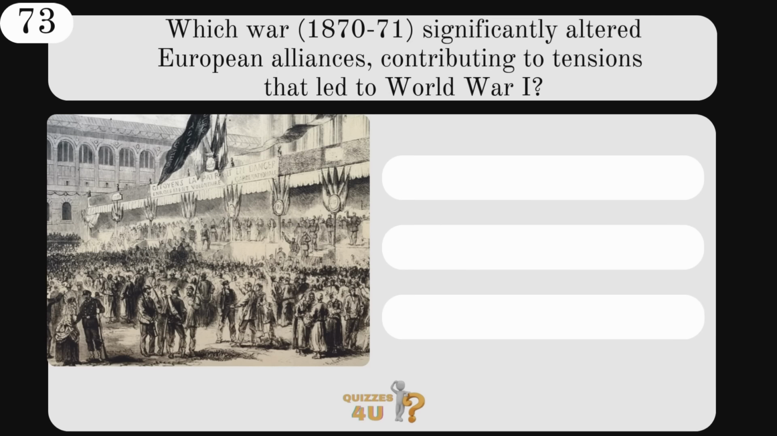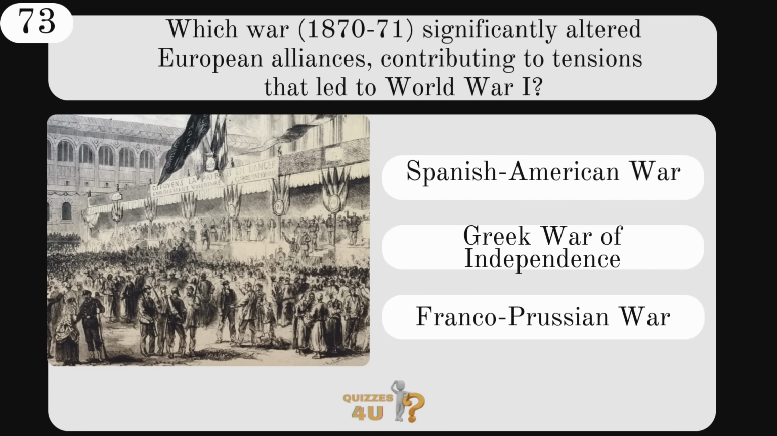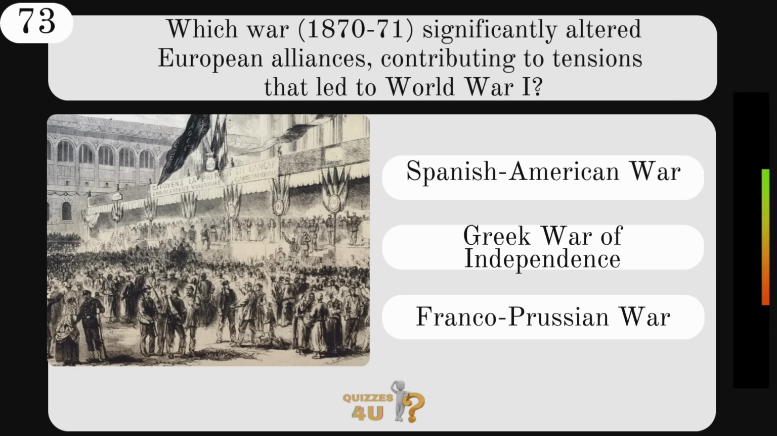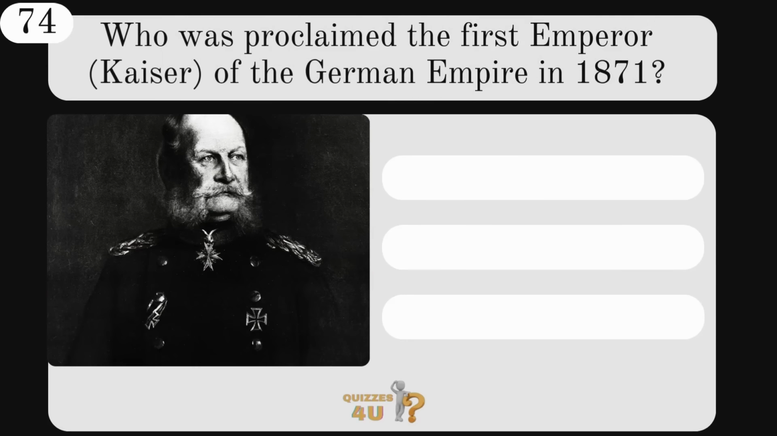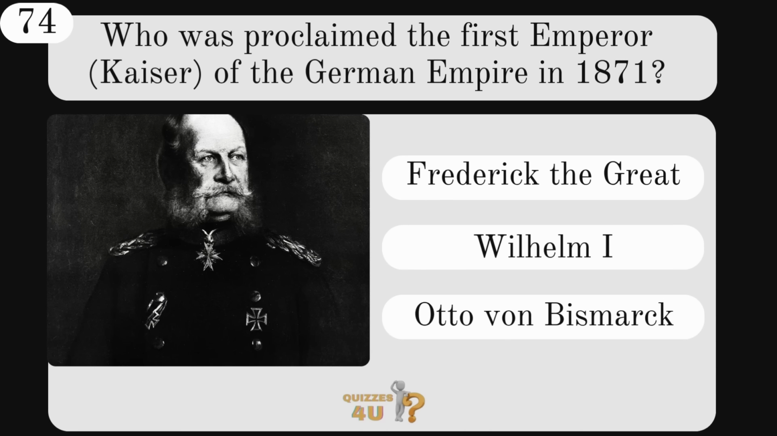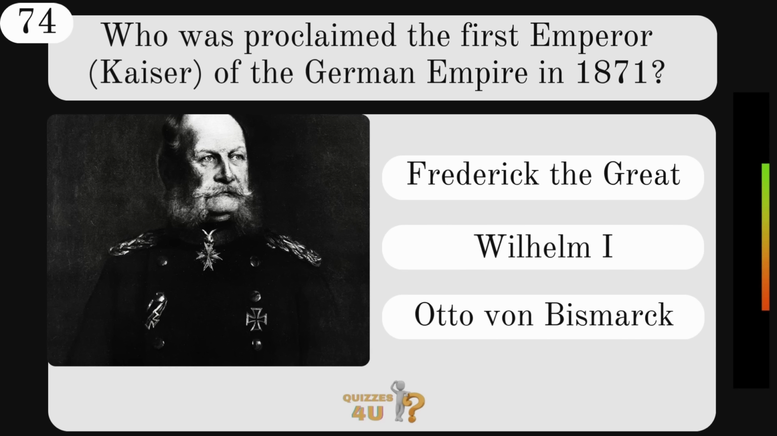Which war significantly altered European alliances, contributing to tensions that led to World War I? The Spanish-American War, Greek War of Independence, or Franco-Prussian War? That was the Franco-Prussian War. Who was proclaimed the first emperor or Kaiser of the German Empire in 1871? Frederick the Great, Wilhelm I, or Otto von Bismarck?